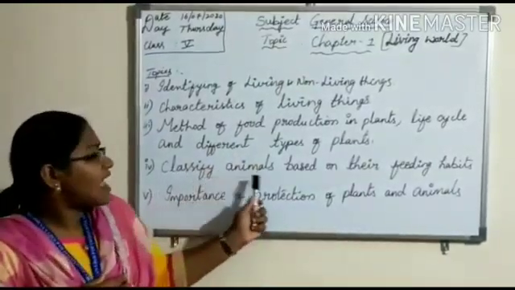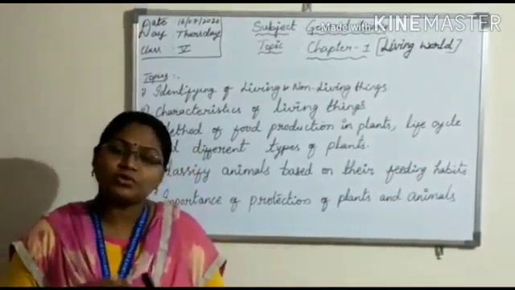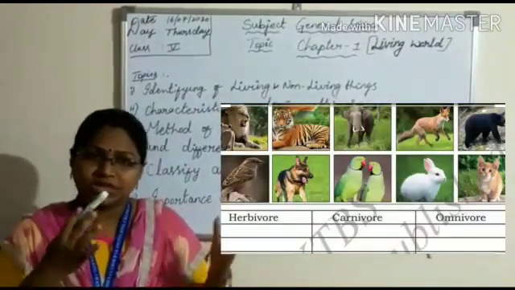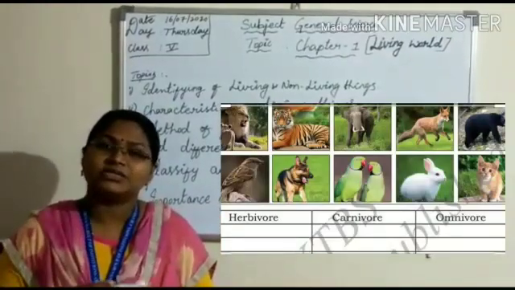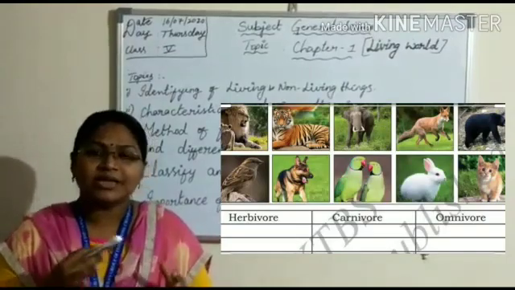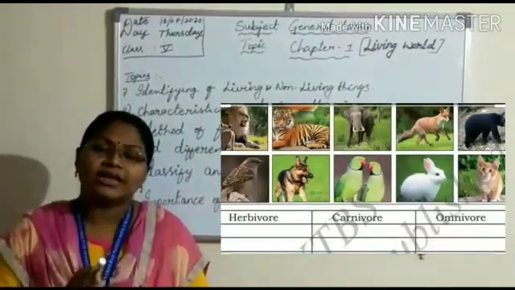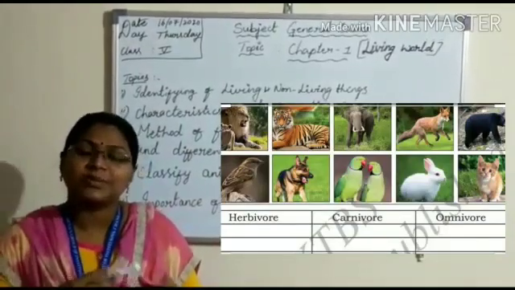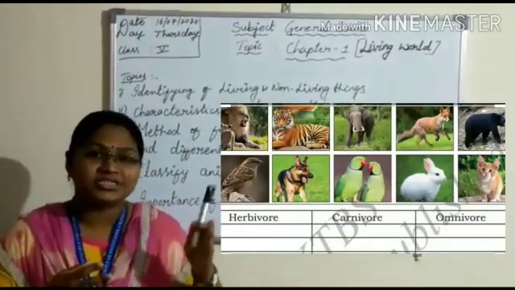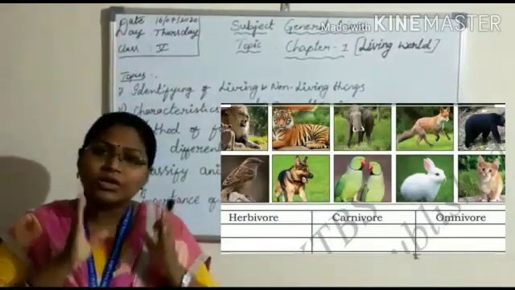Next, classify animals based on their feeding habits. We have so many animals: cats, dogs, lions, domestic and wild animals. Some animals will eat only plants. Some animals will eat both plants and animals. Some animals will eat only animals. So depending on whether they depend on other animals, on plants, or on both animals and plants, we can differentiate. This is a herbivore, eating only plants. This is a carnivore, eating only animals.